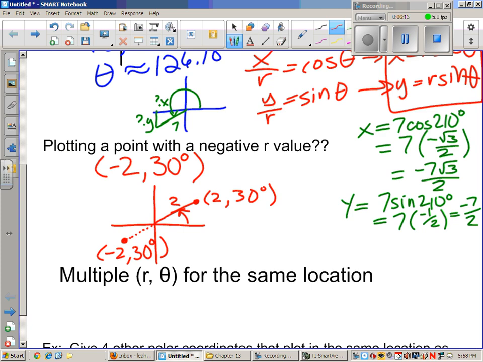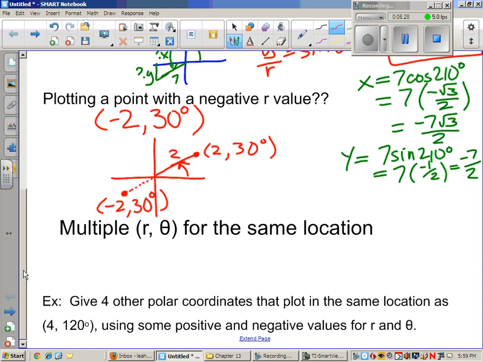So basically it ends up being the mirror image in the opposite quadrant, not necessarily reflected over the x or y axes, but exactly 180 degrees later on the back end of that. It's like going backwards along that ray. Instead of going forwards 2, you're going to go backwards 2. So same idea: we could come up with multiple r's and thetas for the same location.